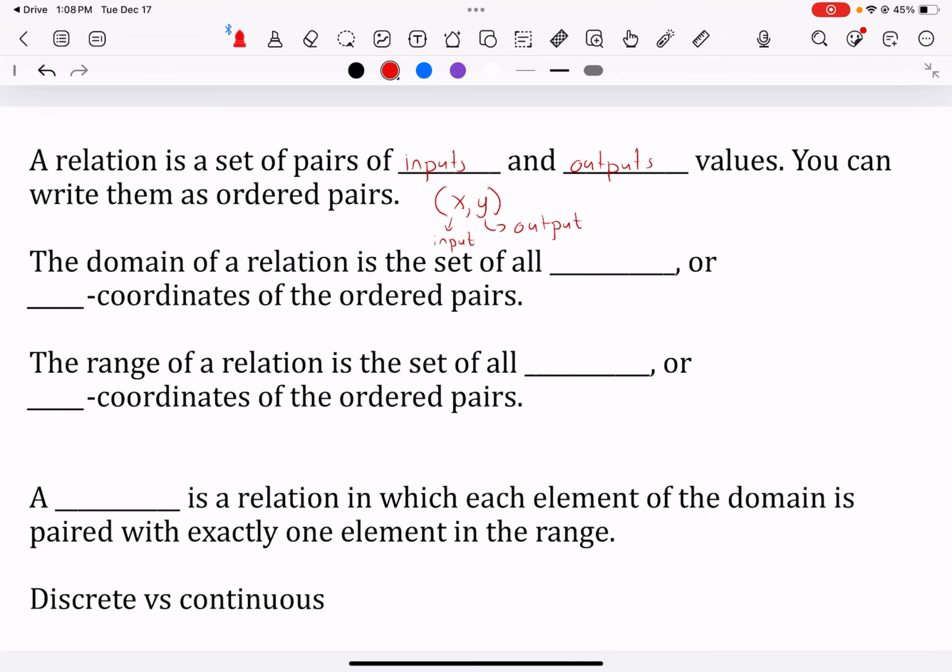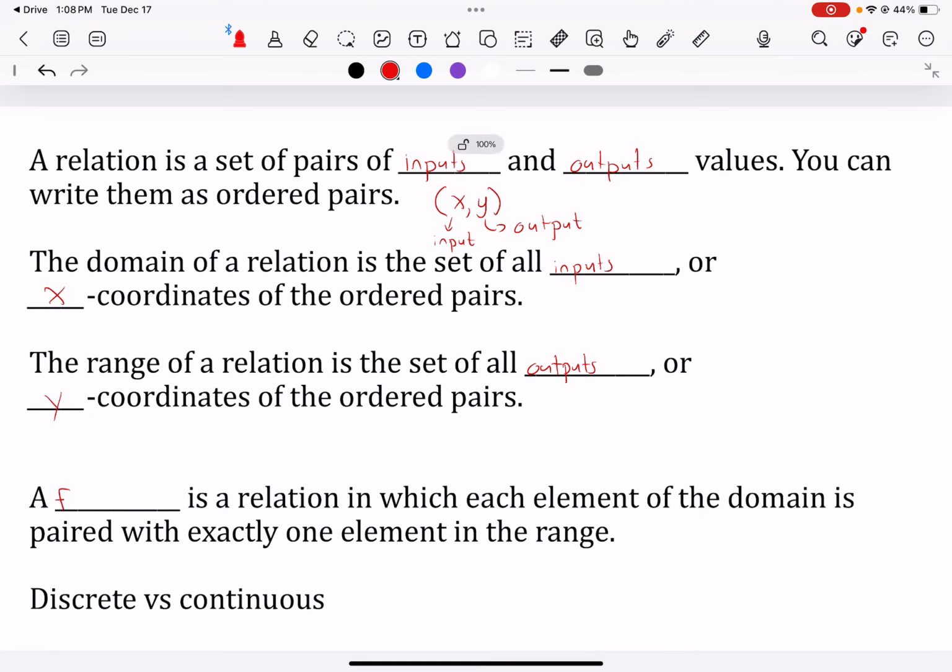The domain of a relation is a set of all the inputs or the x-coordinates of the ordered pair. The range is a set of all outputs or y-coordinates of the ordered pair.